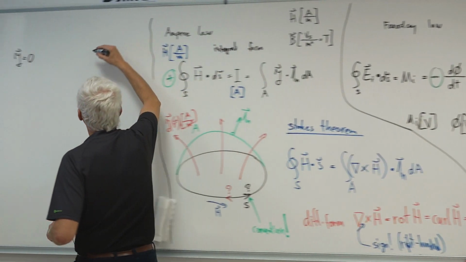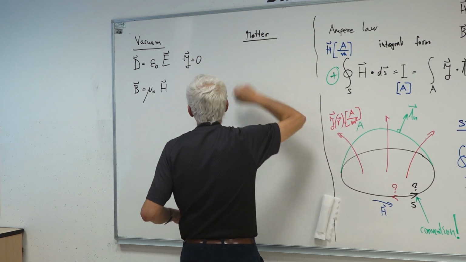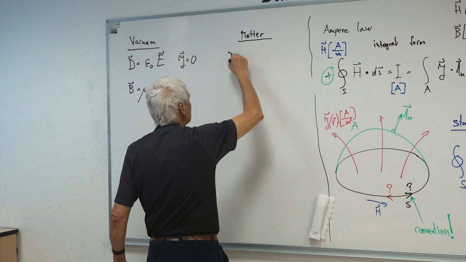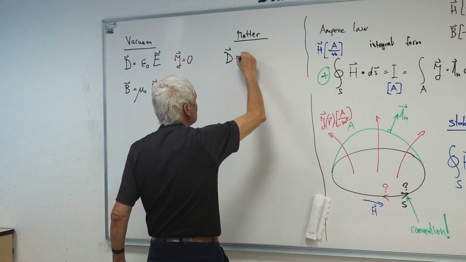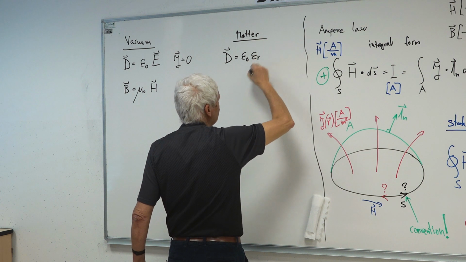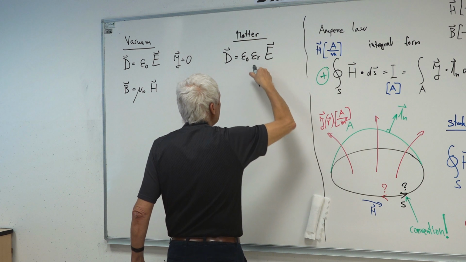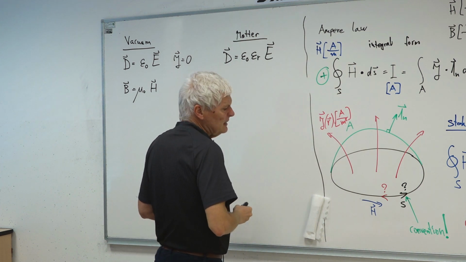But in any matter, I can have different relationships. The electric displacement is the permittivity of free space times the relative permittivity of the matter we have times the electric field E. And this relative permittivity may be a tensor.